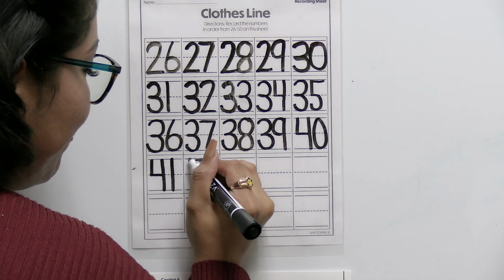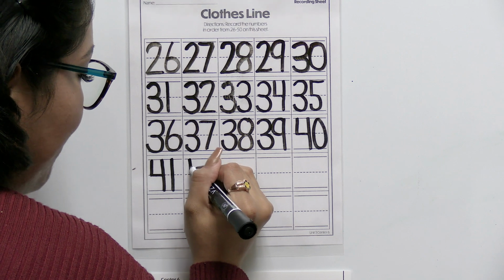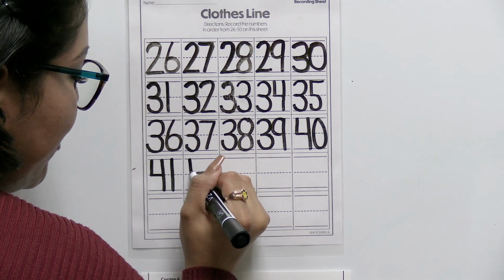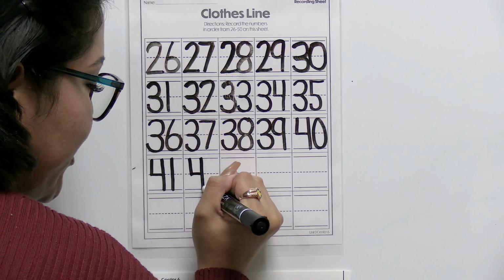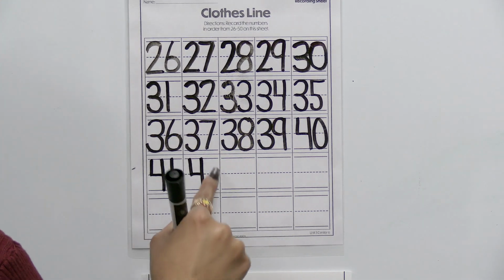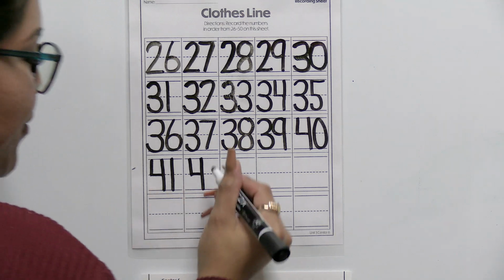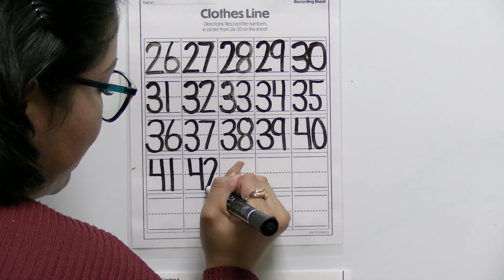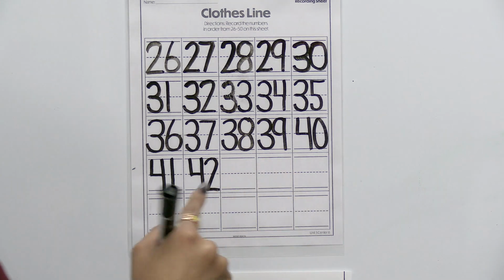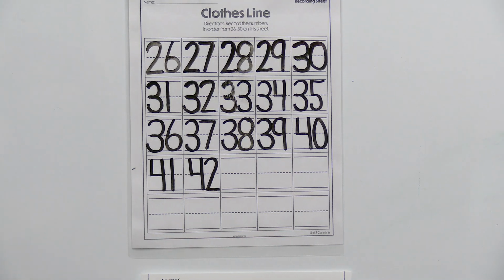Okay, let's write number 42 next. So starting with the 4, start at the top, stop at the dotted line, then go across the dotted line, and then start at the top and then go straight down for 4. And now let's write the number 2. So we're going to curve to the top and then go down and then go straight across. 42. Okay, so what comes after 42?